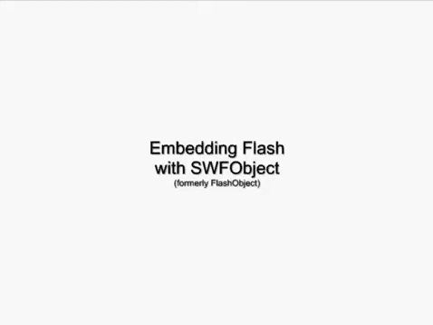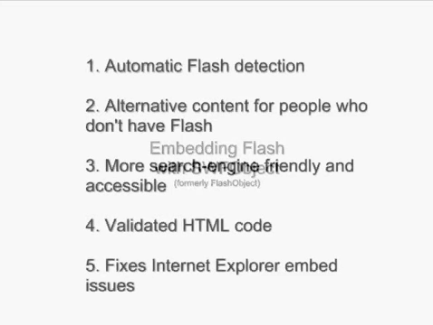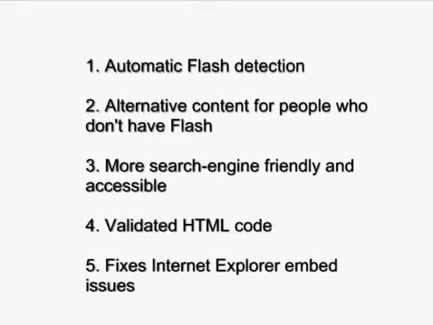In this video tutorial, I'll show you how to modify your existing Flash embedding code with the Flash object code. This way, your template will have automatic Flash detection, provide alternative content for people who don't have Flash, make your page more search engine friendly and accessible, give you validated HTML code, and work with Internet Explorer's object embedding issues.